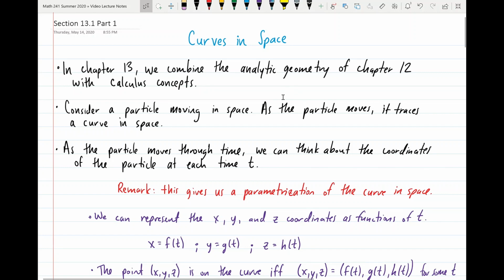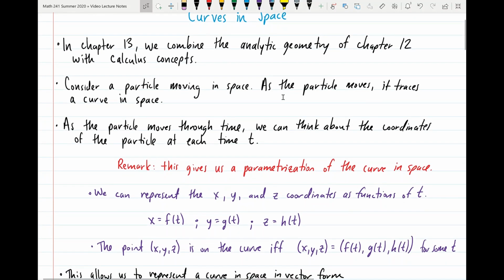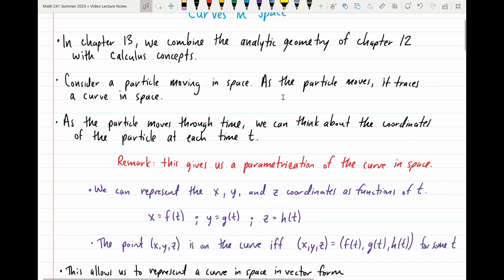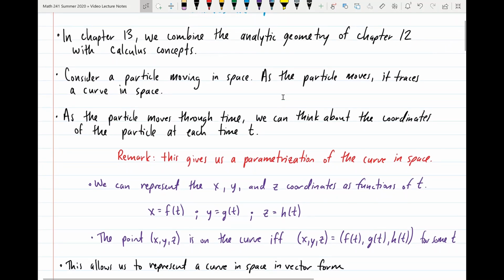So we're going to start off by considering a particle moving in space. So here we're talking about three-dimensional space. You can think of it as a little dot that's just buzzing around in space. As the particle moves, it traces a curve in space. We're going to call that the path of the particle.